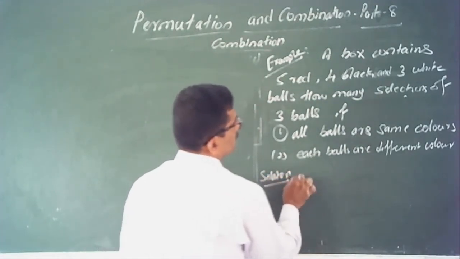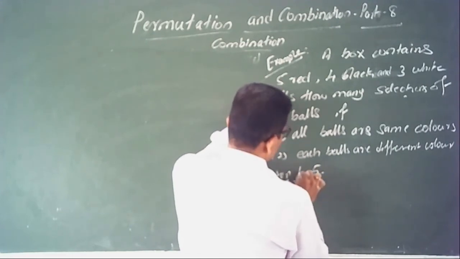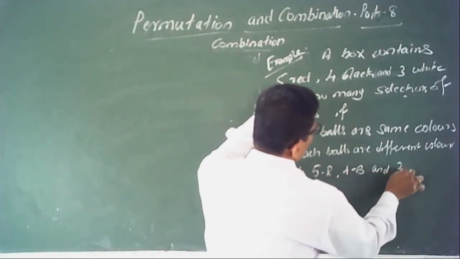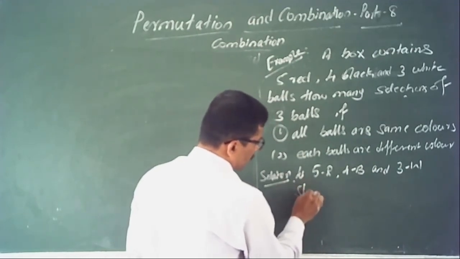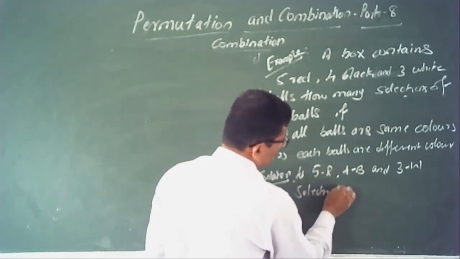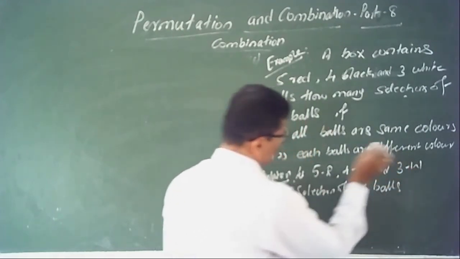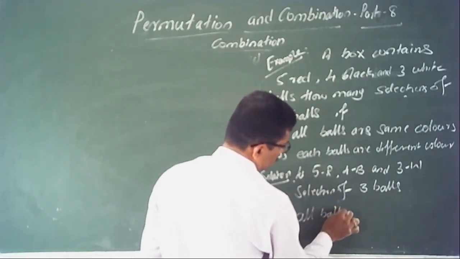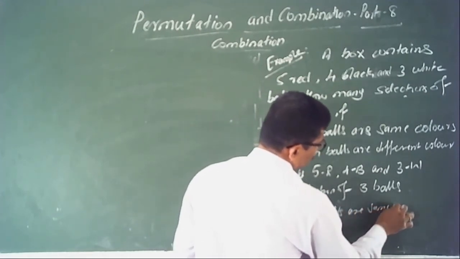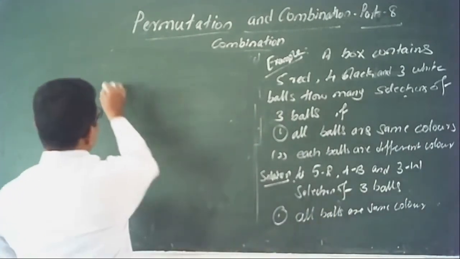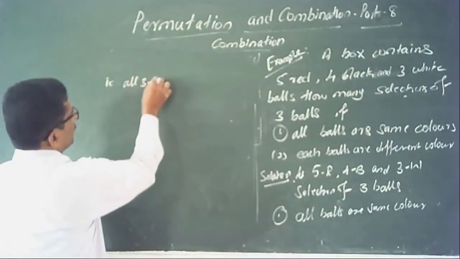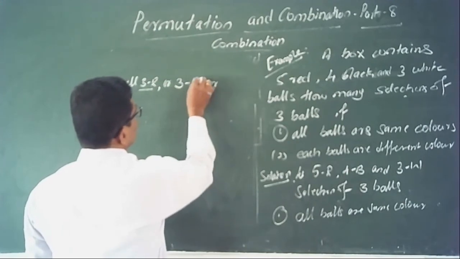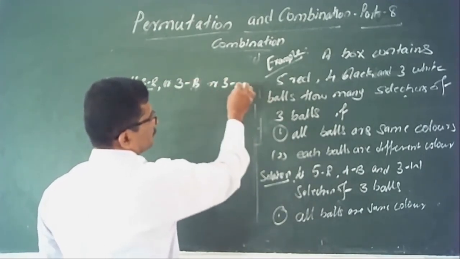Here it is given that there are 5 red, 4 black and 3 white balls. The first one is the selection of 3 balls. The first condition: all balls are the same color. It means all 3 are red, or all 3 are black, or all 3 are white.